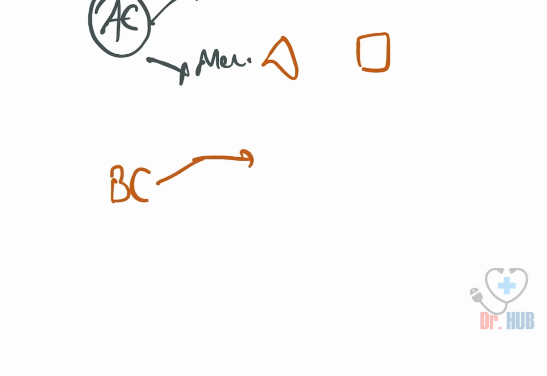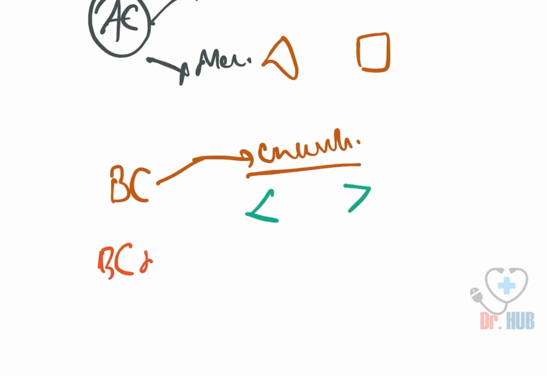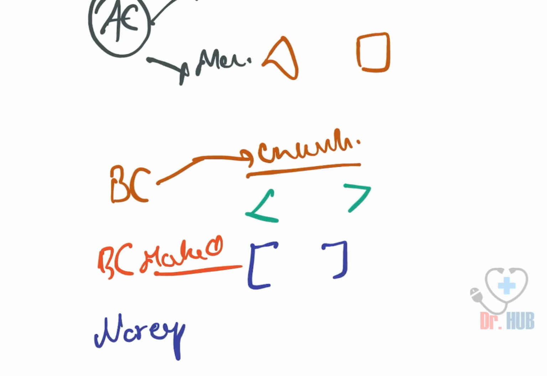Next, we move on to BC unmasked. In case of BC unmasked, for the right it is a left bracket, and for the left it is a right bracket. And then we look at the BC masked. In case of BC masked, it is a square bracket which is seen. In case of no response, how do you represent it? For no response, it is a circle or an X with an arrow.